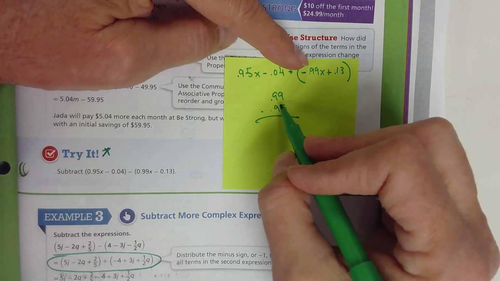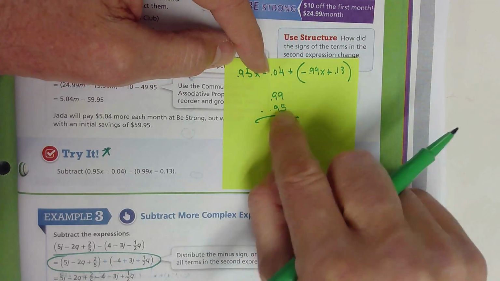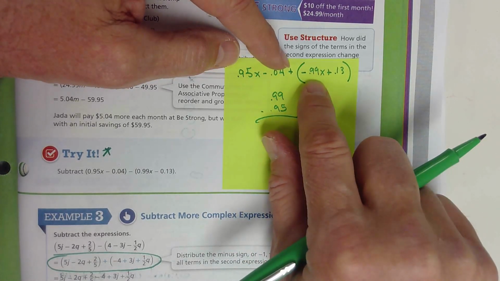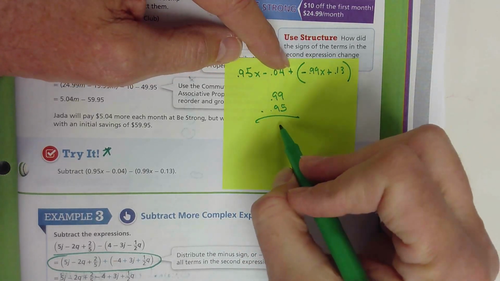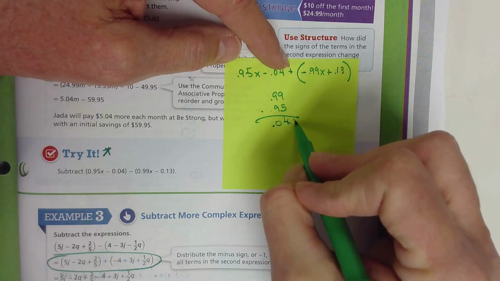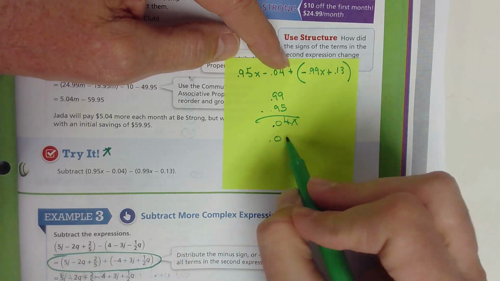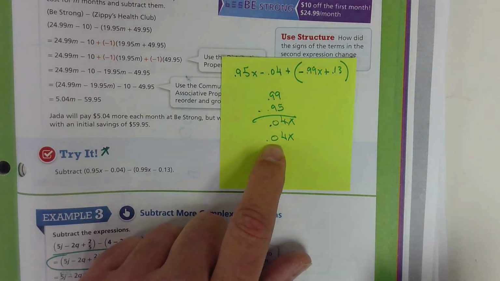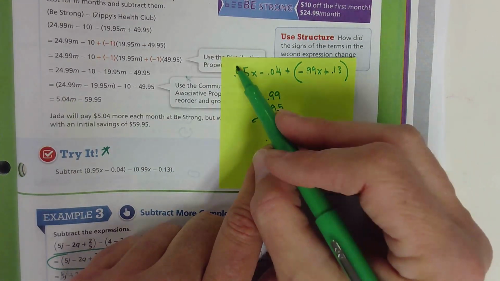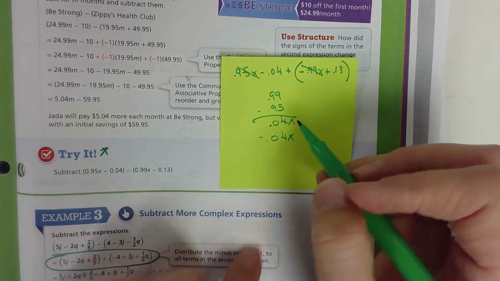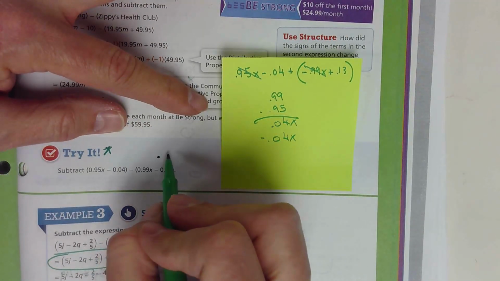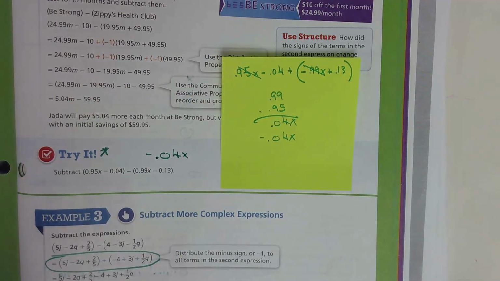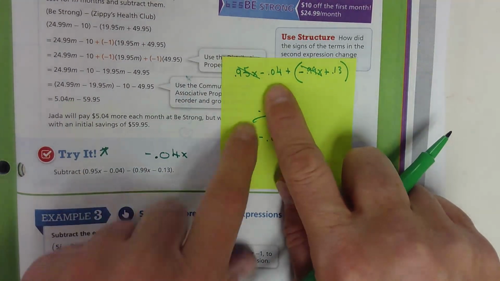So again, the reason why I'm subtracting the 0.95 is because I'm just looking for the difference between the two. And so that's going to become 0.04x. But it would be negative. Okay, it would be a negative. All right, so those are done. We're done dealing with those. So I can just put that down here, 0.04x.